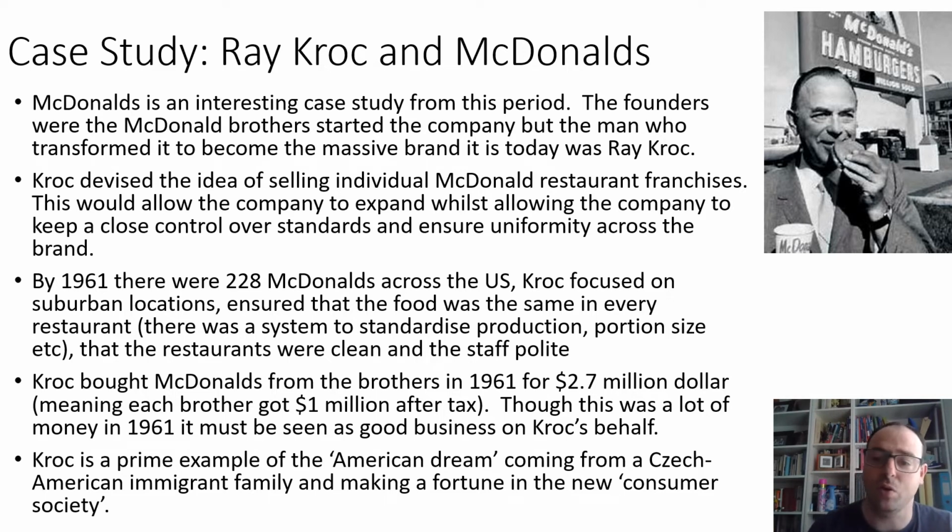And so they had this method of control, and the brand proved to be really popular, and this made loads and loads of money. By 1961, there were 228 McDonald's across the US. Kroc tended to focus on suburban locations, which he felt would bring in more money and would be more secure and safer. He ensured that the food was the same in every restaurant, and there was a whole system around standardization of method of production and portion size, etc. There was huge emphasis on cleanliness, and so the restaurants were clean, and the staff were trained to make sure they were really polite and particularly welcoming to children. And so this kind of model was then spread, and it proved to be really successful.